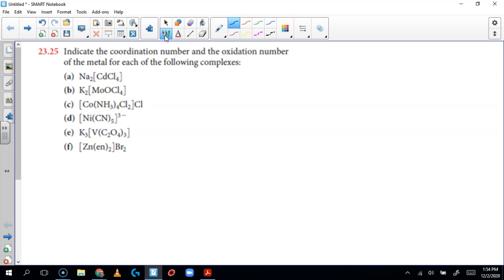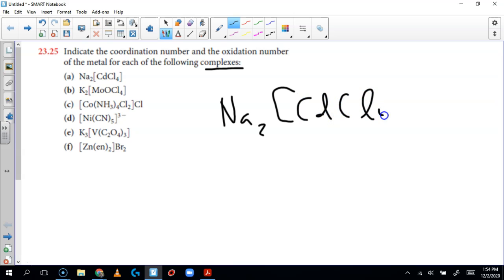So the first thing is we want to know what it means by complex. The complex is the thing that's in the square brackets. So even though we know that Na, sodium, is a metal, in Na2CdCl4 what we're really talking about is the oxidation number of the metal in the complex. We know that the oxidation state, or the charge in this case, of sodium is always going to be 1 plus. That's something that we know about the alkali metals, is they always have that charge.